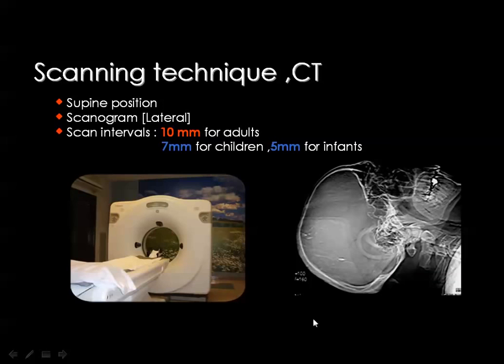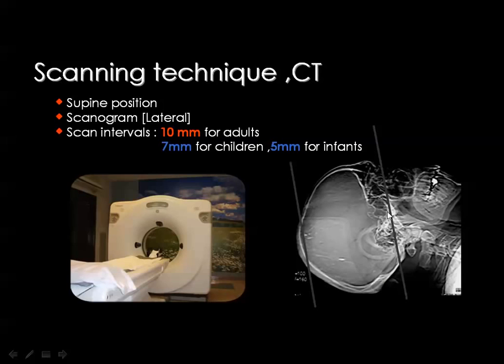Then in order to have the CT scan of the brain, we put the patient on the machine and we have the scanogram. And this scanogram is performed in the lateral view in order to localize the area to be scanned from the base of the skull and ending by the skull vertex. And we usually align the baseline to the orbitomeatal line, which is the radiographic baseline of the skull. And if we adjusted this line to the orbitomeatal line, we'll see the anatomy I will explain in a minute.